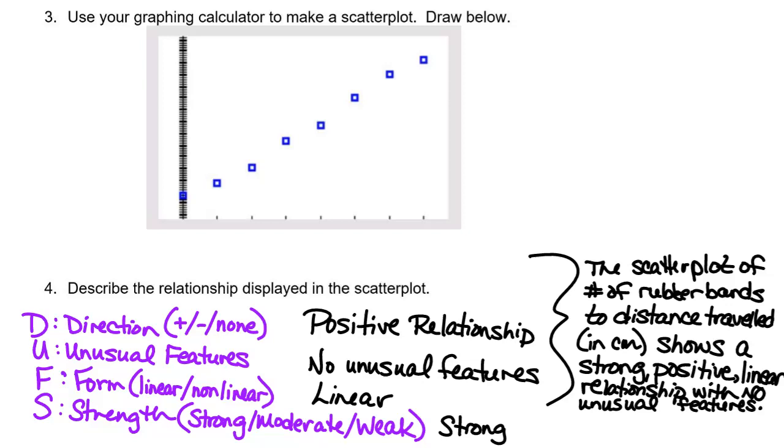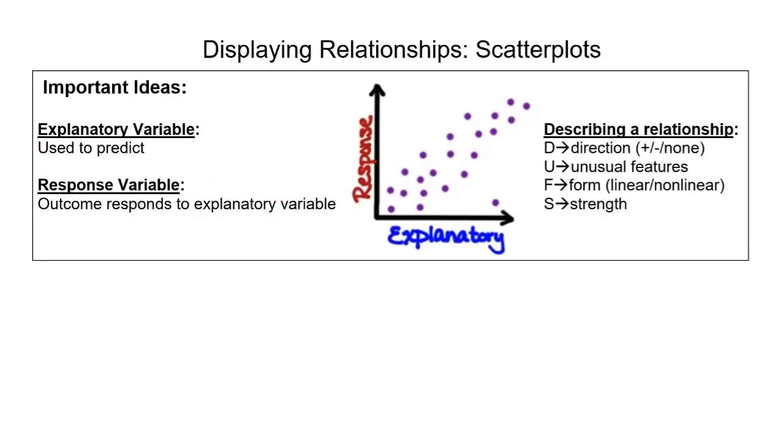Go ahead and flip to the other side. Big ideas for today, explanatory variable. This is what we're using to make predictions. This is the information that I have. My independent variable, my x. Response variable, this is the outcome. It is responding to the explanatory variable. So as the explanatory variable changes, the response variable will change because of that.